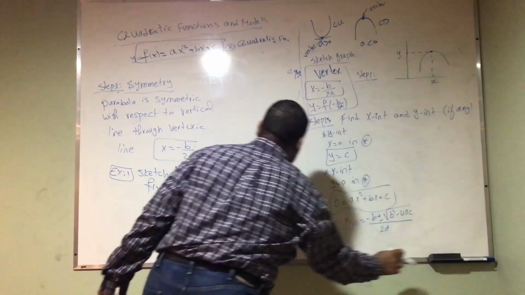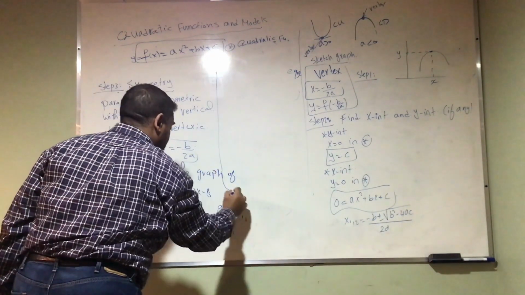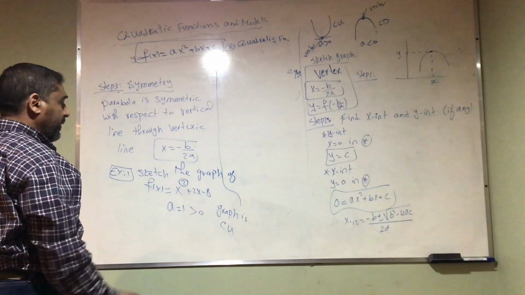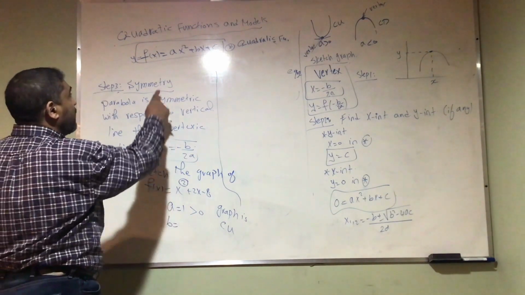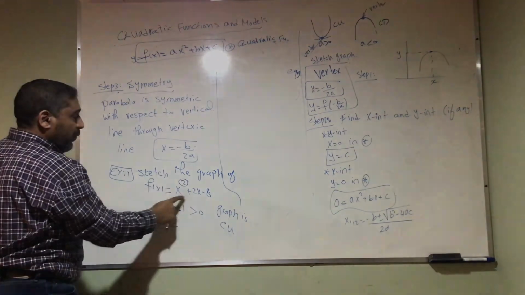So what do you have, guys, here? I take this one out like this. Then the graph is concave up, right? So what is your b? Then since I'm here, what is your b? Your a is 1. What is your b?